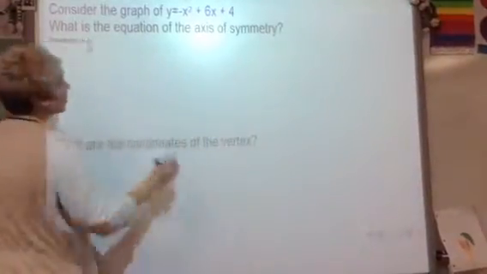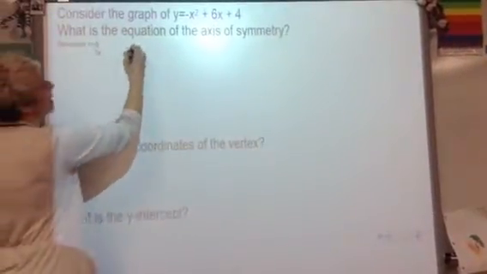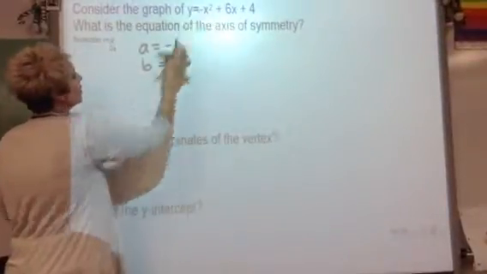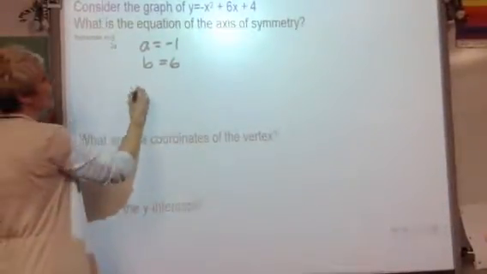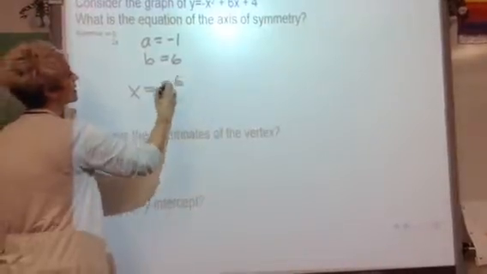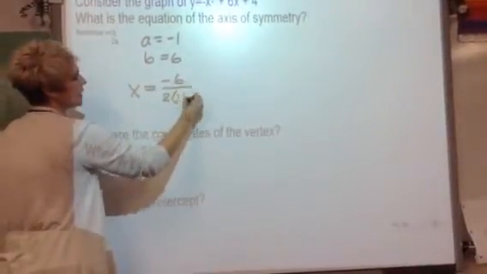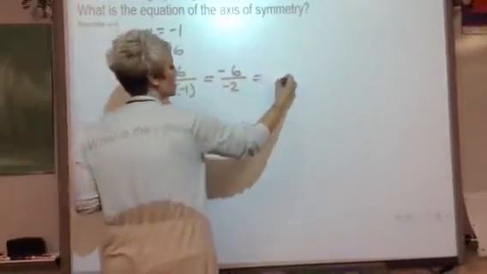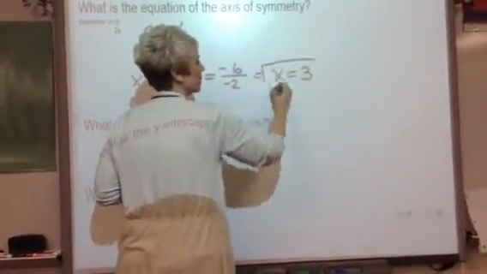Now let's try another, finding the axis of symmetry. A is negative 1, b is 6. Do you see how that's a negative 1? So when we plug this in, we get x is equal to negative 6 over 2 times negative 1, which is negative 6 over negative 2, which is x equals positive 3.